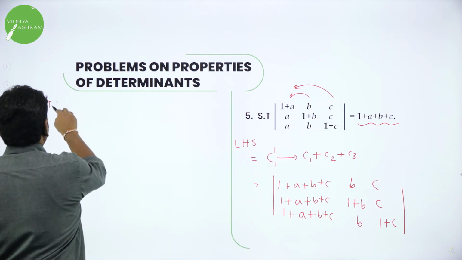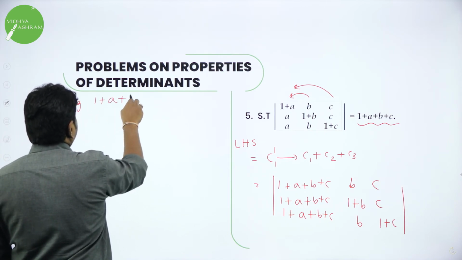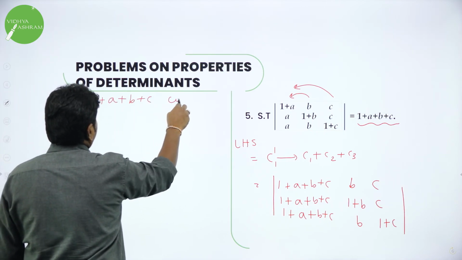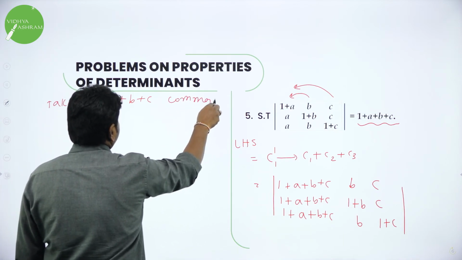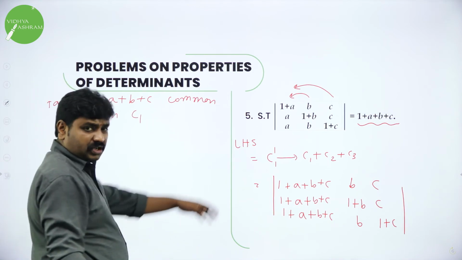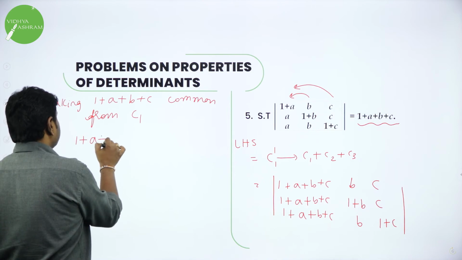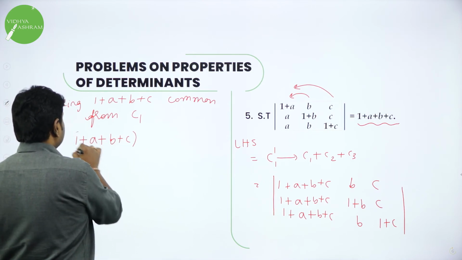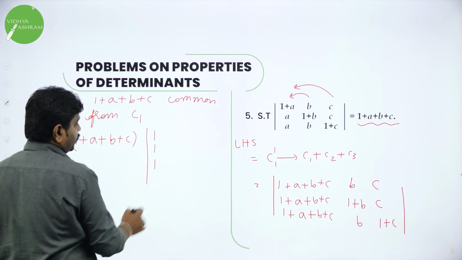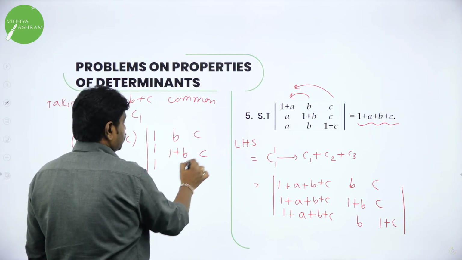What we want is 1 plus a plus b plus c. So taking 1 plus a plus b plus c common from C1, from the first column, if you do that and take it out, what is left? 1, 1, 1, and b, c; 1 plus b, c; b, 1 plus c.